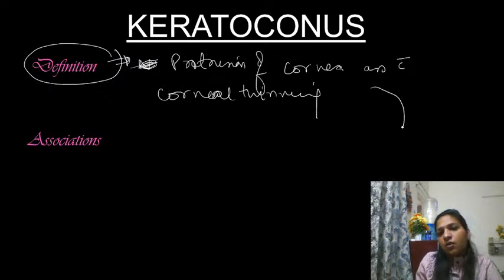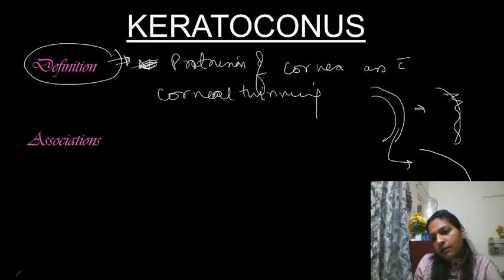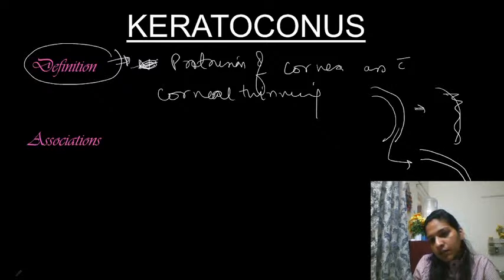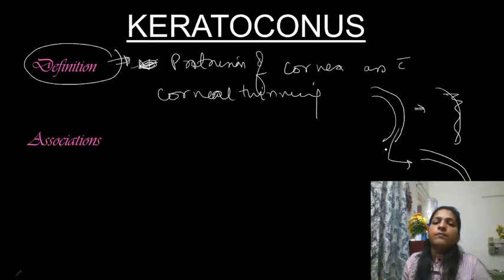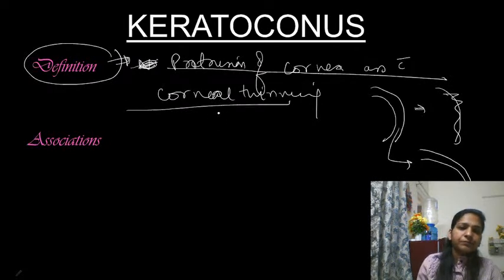For example, this is a cornea. But in keratoconus it will be abnormally protruded and will be thin in the center as compared to the periphery. So this part will be very thin. So, protrusion of the cornea associated with corneal thinning.